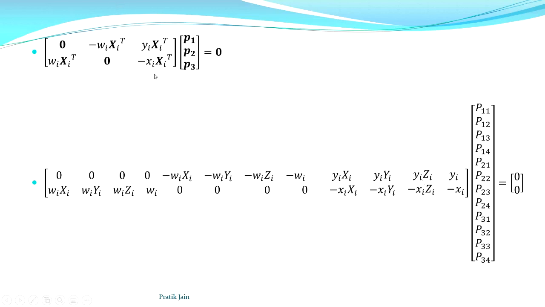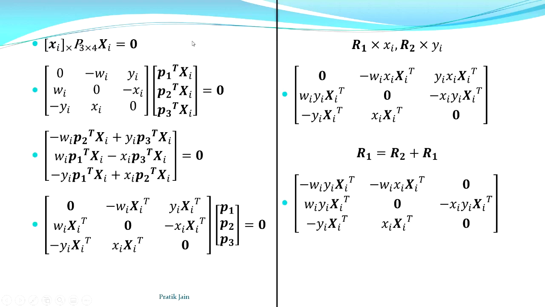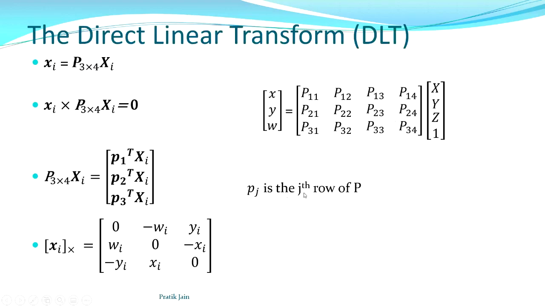So actually this matrix is like this, and this p1, if you see the notation, p_j is the jth row of P, so this whole vector is p1.